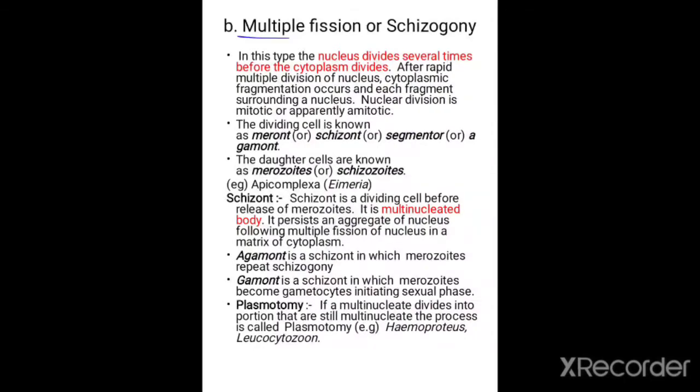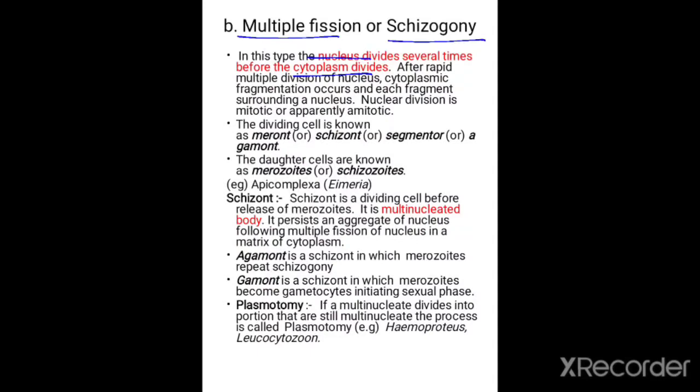Now let us come to multiple fission or zygogony. In this type, the nucleus divides several times before the cytoplasmic division, and after rapid multiple division of the nucleus, cytoplasmic fragmentation occurs, and each fragment surrounds a nucleus. The nuclear division is mitotic or apparently amitotic. In multiple fission, the nucleus divides several times into many fragments, and each fragment is surrounded by a cytoplasmic membrane, and this type of division is called multiple fission or zygogony.